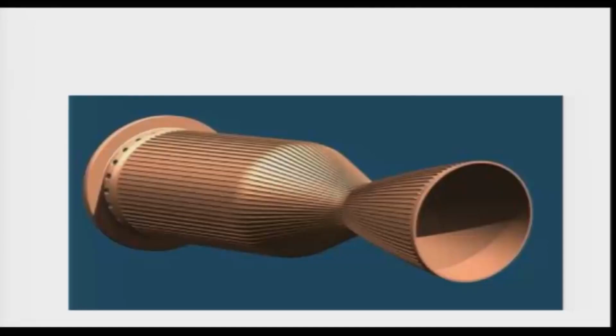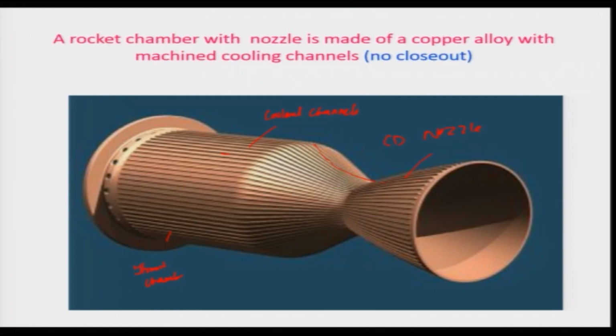Today we will be looking more about the film cooling. Let us now look at a picture of a rocket engine, which is having a thrust chamber. This is your thrust chamber, and this portion is basically the nozzle. This is having CD nozzle. And keep in mind that these are the coolant channels, and this is without basically any close out. That means, and this is made of copper alloy with machined cooling channels.